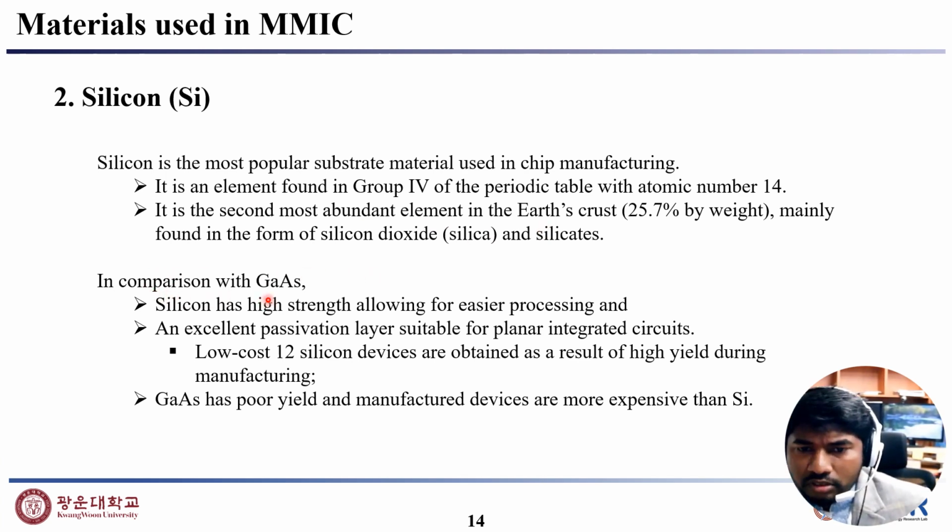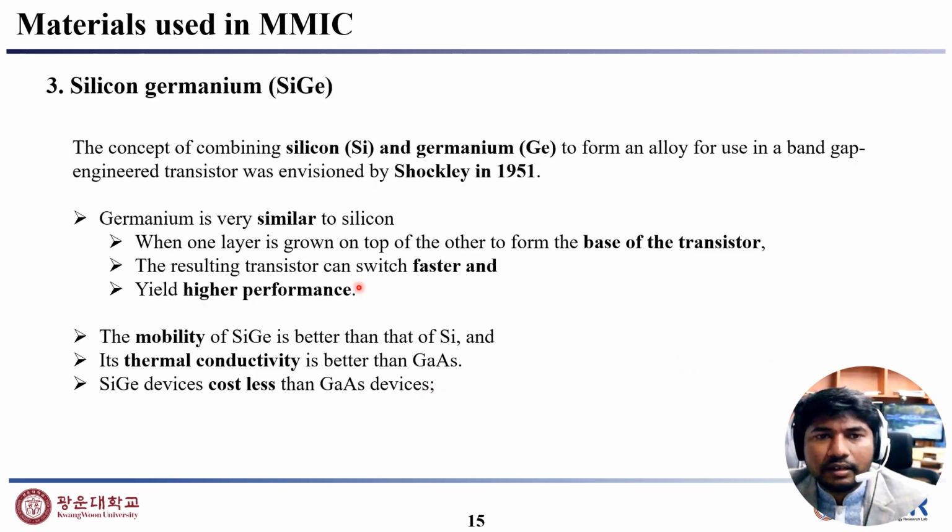In comparison with gallium arsenide, silicon has high strength, allowing for easier processing, and an excellent passivation layer suitable for planar integrated circuits. Low cost silicon devices are obtained as a result of high yield. And thirdly, silicon germanium. The concept of combining silicon and germanium to form an alloy for use in a band gap engineered transistor was envisioned by Shockley in 1951.